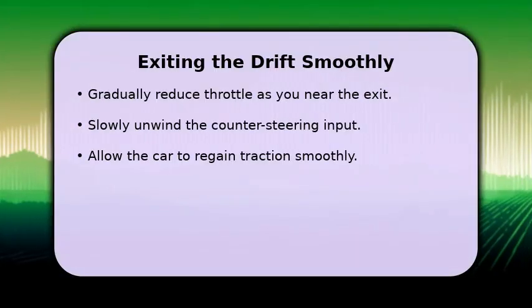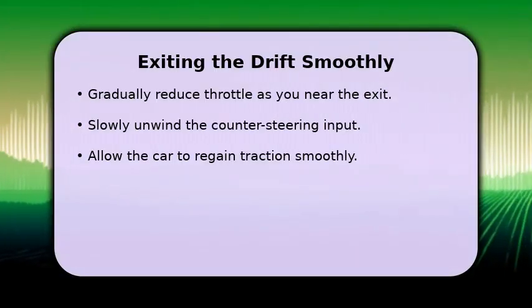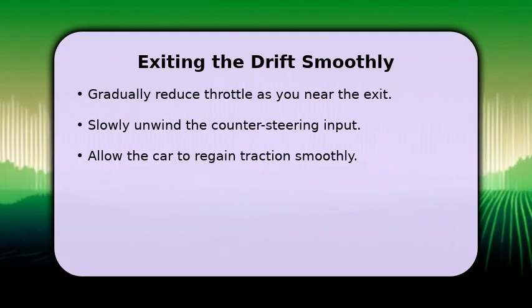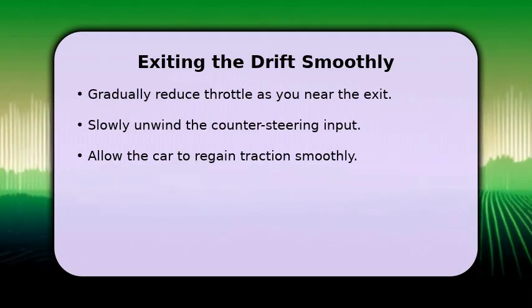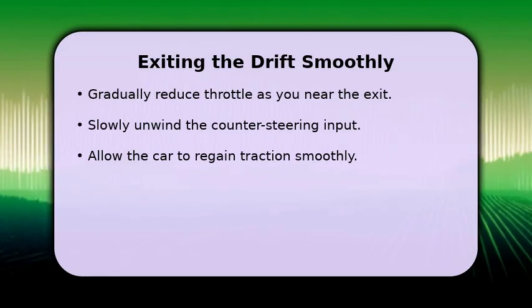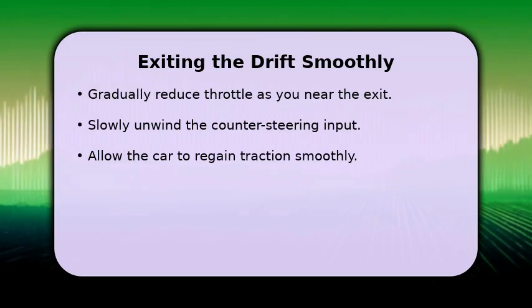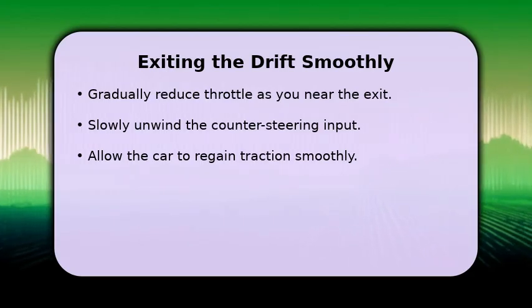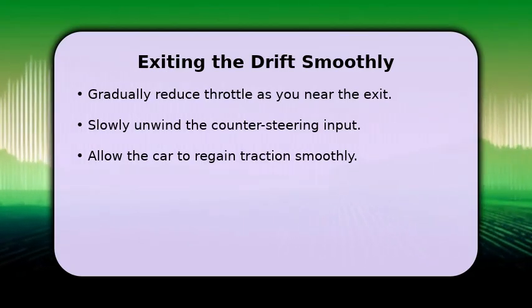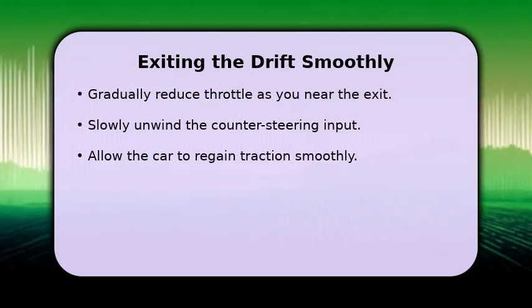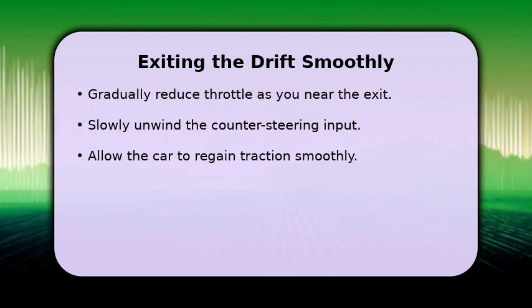To exit the drift, gradually ease off the throttle as you approach the end of the turn. Simultaneously, slowly unwind your counter-steering input, allowing the front wheels to straighten. The goal is to smoothly transition from a controlled slide back to full grip. Be prepared for minor steering corrections as the car regains traction and settles into a straight line.